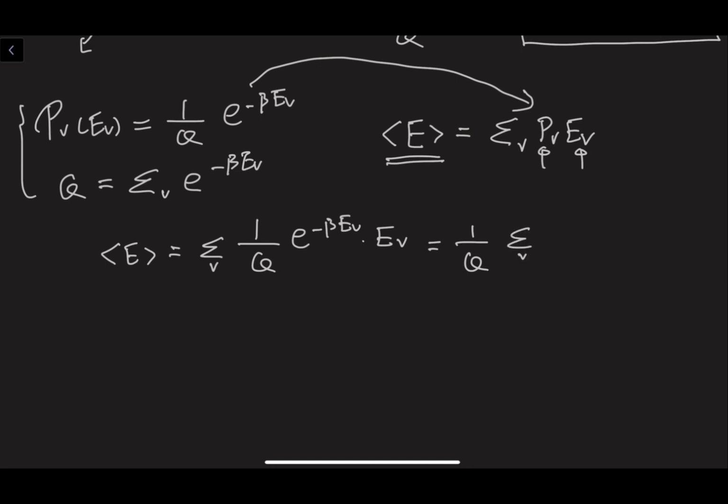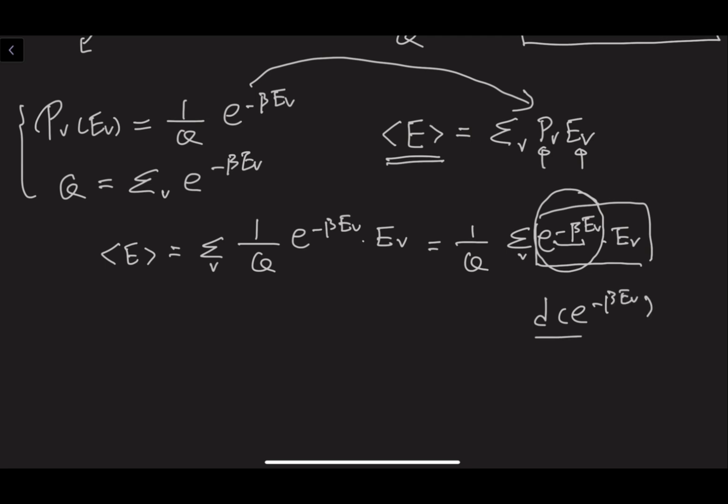So you have the sum over the states of minus beta EV times e to the minus beta EV. The interesting thing is that if you look at this particular term, you immediately realize that if I work with this Boltzmann factor, an exponential function, and take the derivative with respect to minus beta, I directly get EV out. So I can replace this EV, times e to the minus beta EV, with a derivative. So how about we do that?